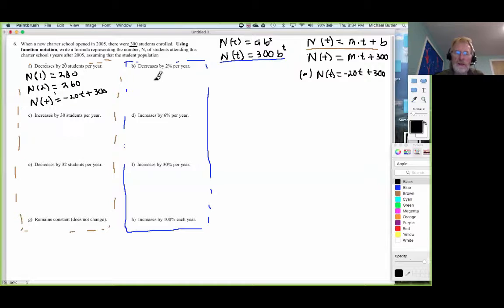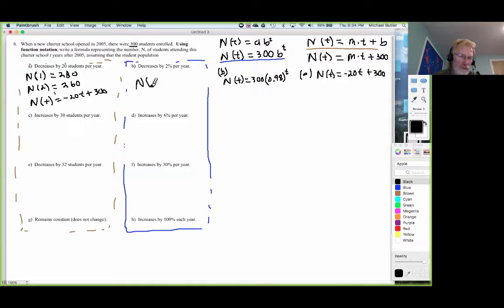Okay, let's go ahead. It decreases by 2% per year. So now we're back over here on this side, into the exponential side. So now what's it going to be? Well, n of t again is equal to 300. And now, if I'm dropping by 2% per year, that means my base is less than 1. I'm decreasing, which means I'm a decay function. So it's going to be 0.98, because I'm going down by 2% every year, aren't I? That's cool? It's good?